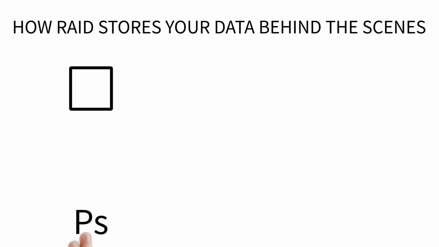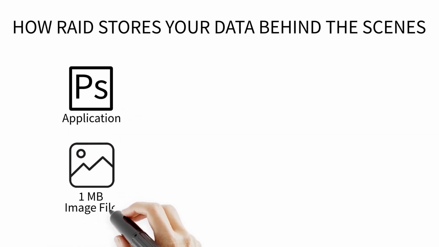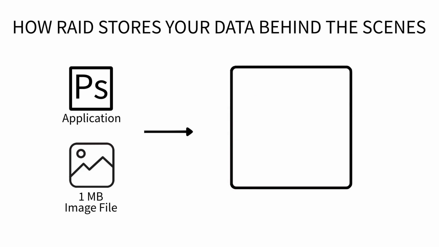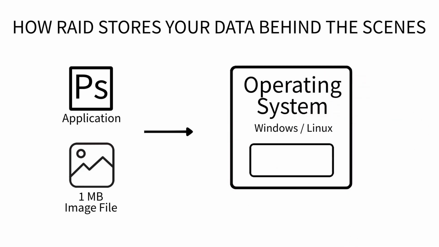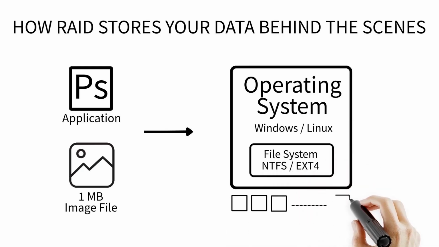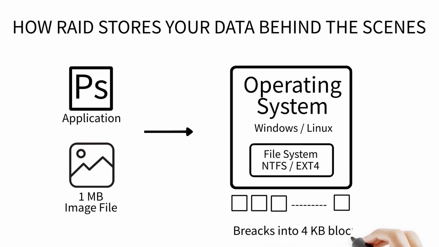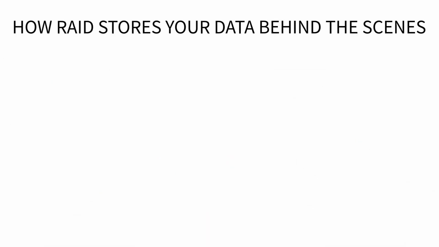It all starts when an application, like Photoshop, saves your 1 megabyte image. This file is handed to the operating system, such as Windows or Linux. But the operating system doesn't store the file as one big piece. Instead, its file system prepares to break it down into smaller 4 kilobyte blocks.